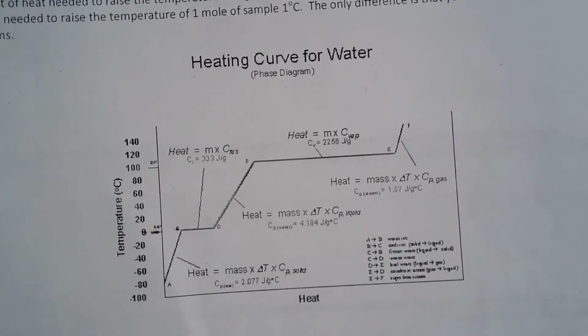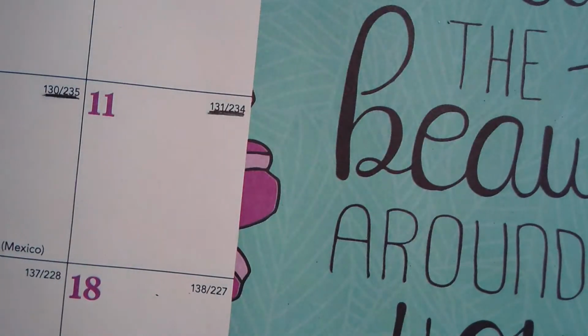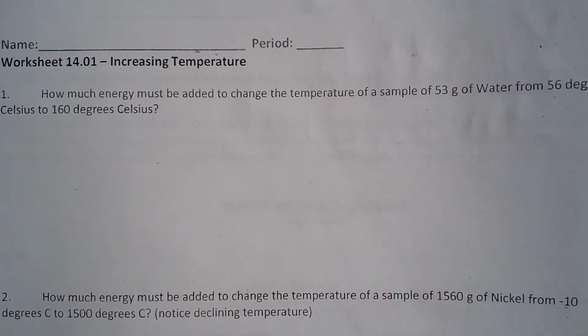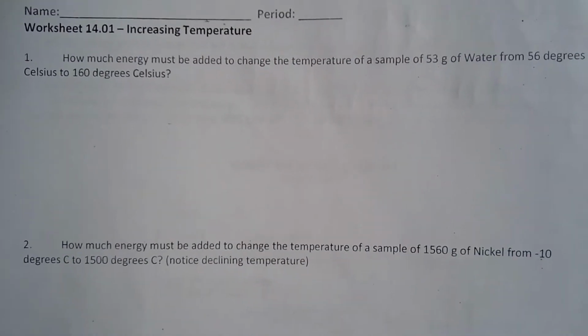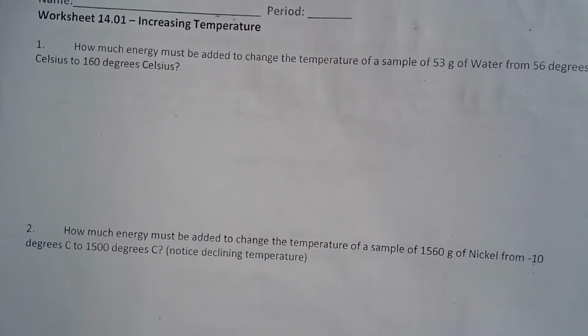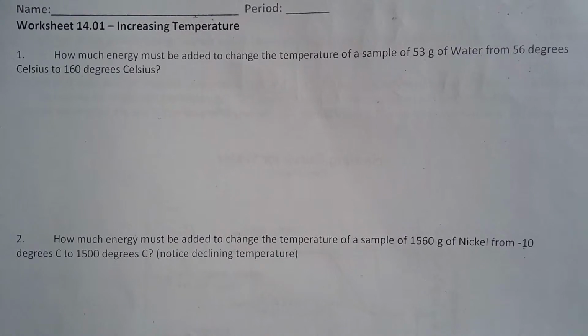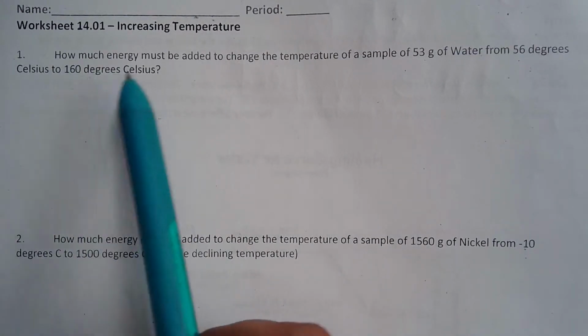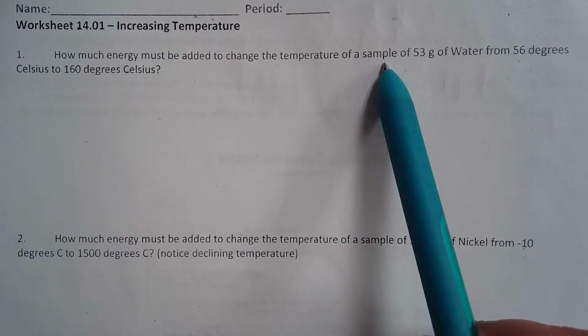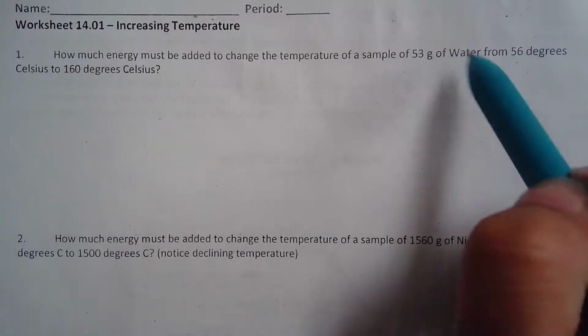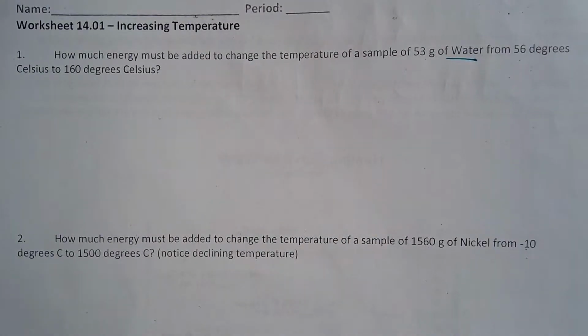Okay, so we're going to go ahead and start on page 1401. How do we solve problems with increasing temperature when we have to go through multiple sections of our heating curve? So in 1401, we want to know how much energy must be added to change the temperature of a sample of 53 grams of water from 56 degrees Celsius to 160.